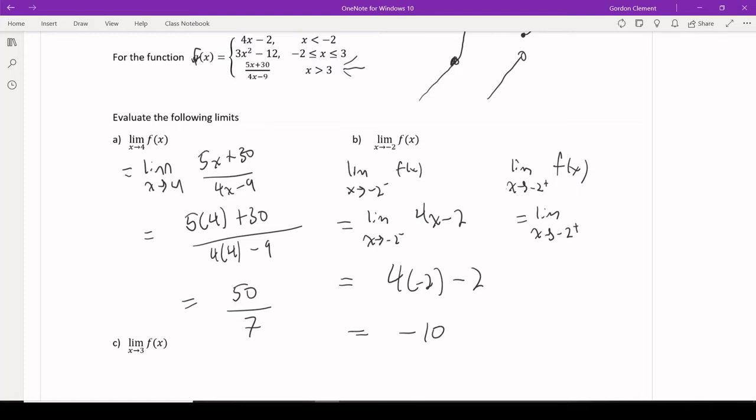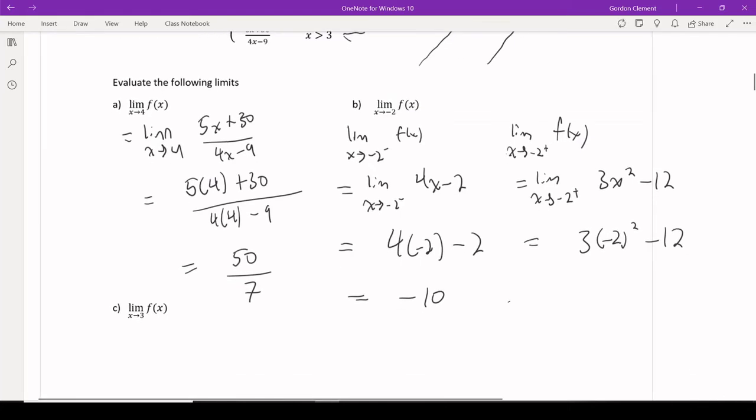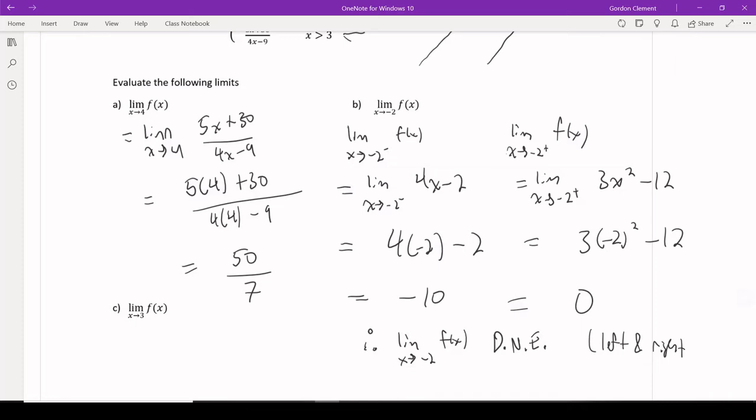And I know for sure if I'm on the right side of -2, then I'm on the parabola. And parabolas aren't a problem. Let's see, 4, 12, minus 12, 0. Did I do those both right? So assuming I did that right, what's our conclusion then? Yeah, therefore, the limit as x approaches -2 of f of x does not exist. Left and right limits don't match.